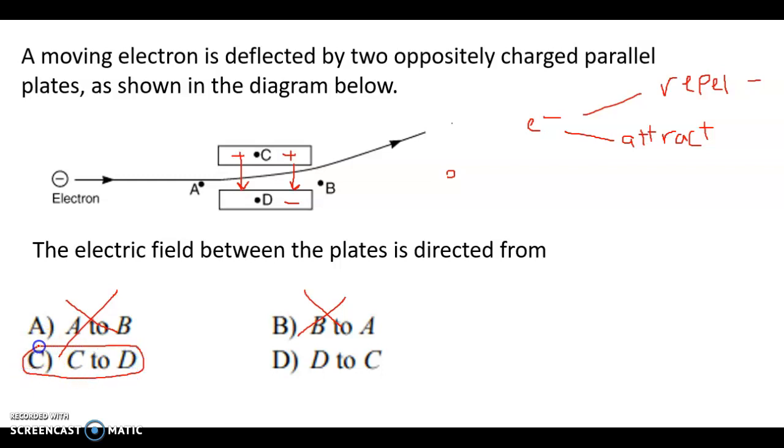So the right answer is from C to D. It won't be from D to C, because if it's from D to C, that means D is positive. Positive should attract electrons. That does not happen at all.